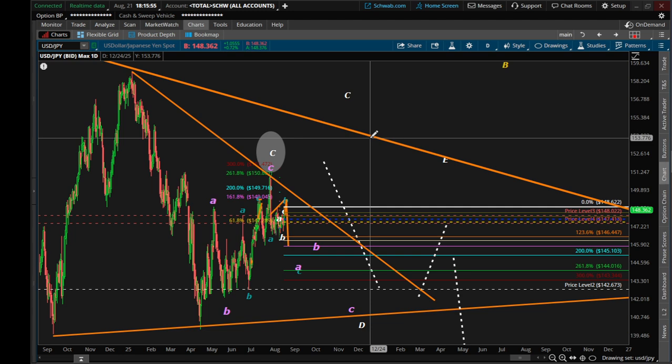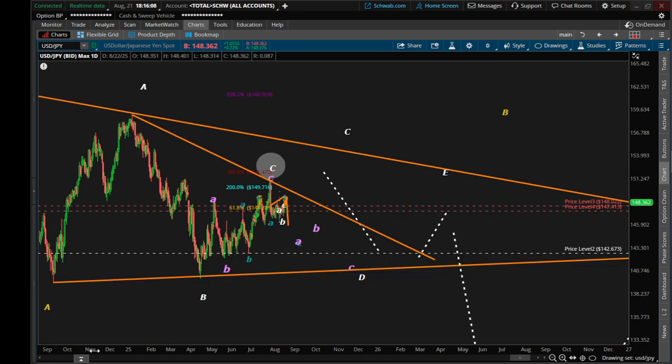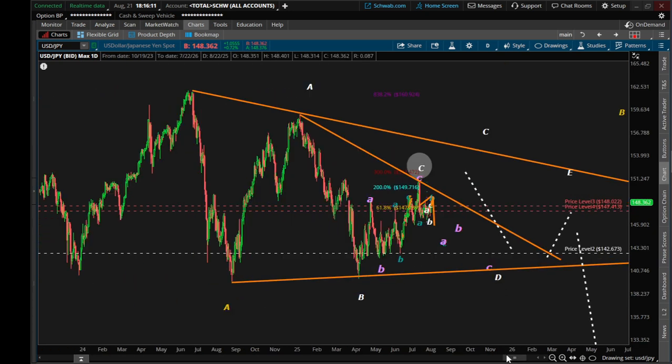So I think that's about it. Let me get rid of these fibs, clean it up a little bit, zoom out, and let you take a look at it for a little bit and call it there.